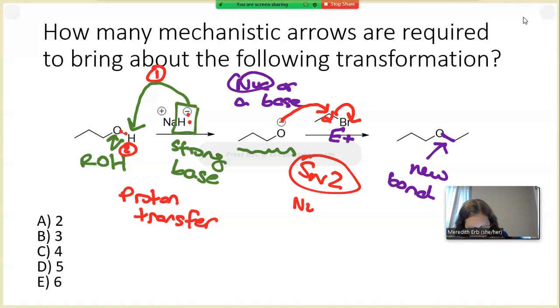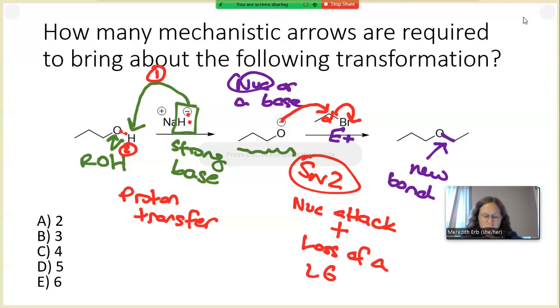So I'll put nucleophilic attack plus loss of a leaving group. And then the product of this reaction is an ether. So this is actually a second semester reaction called the Williamson ether synthesis. We use two arrows to show the nucleophilic attack and the loss of a leaving group.